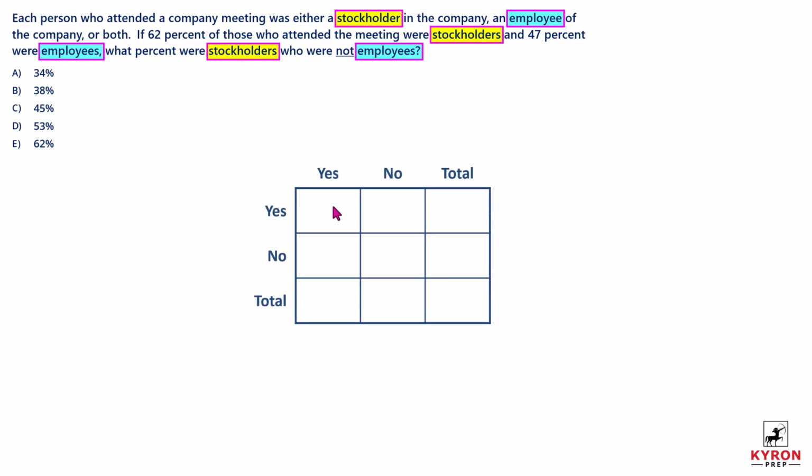If you haven't seen one of these tables before, you can catch up quickly by watching this video. Alright, in this example, the headings are going to be stockholder and employee. And now that we've set up our table, let's work through the problem to fill it in.